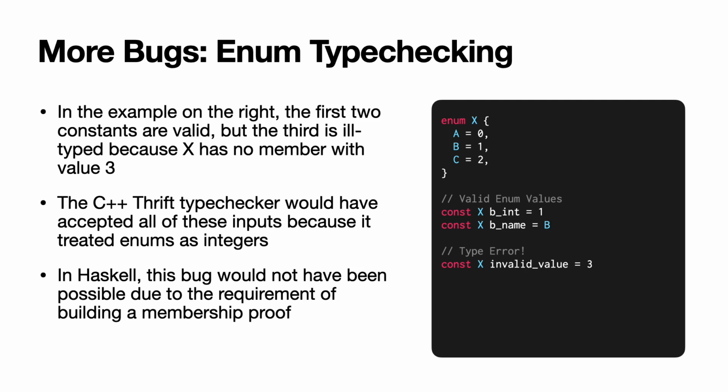The example on the right defines a Thrift enum with 3 values. The first 2 constants are valid. You're allowed to reference an enum by either its name or its integer value. However, the third constant is not valid because X has no member with value 3. The C++ Thrift type checker didn't really make any distinction between integers and enums, so it would have accepted this input. However, in Haskell, this bug would not have been possible because there would be no way to construct a membership proof for the third constant.